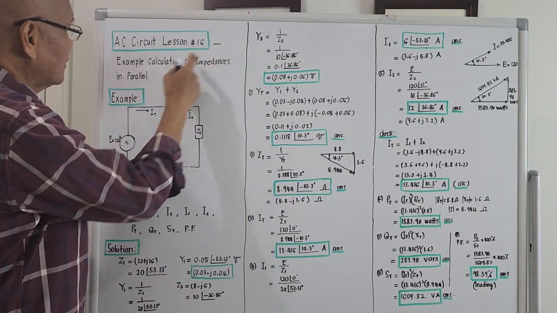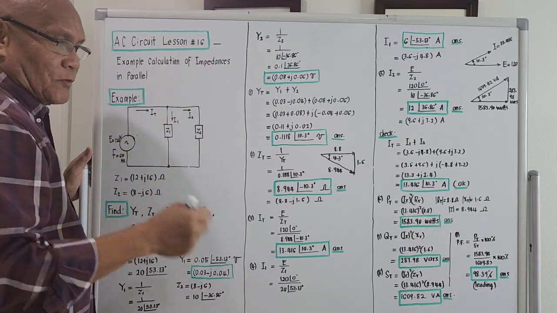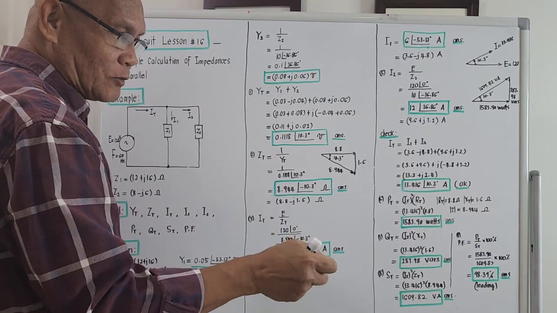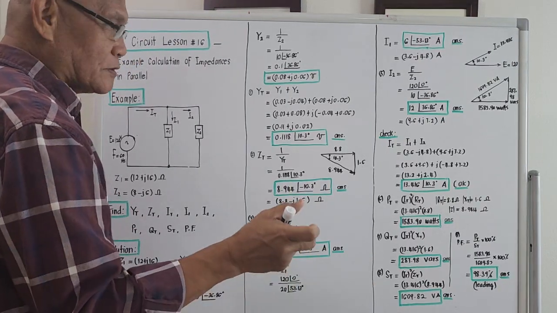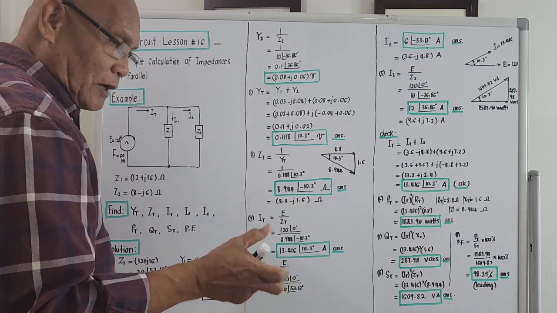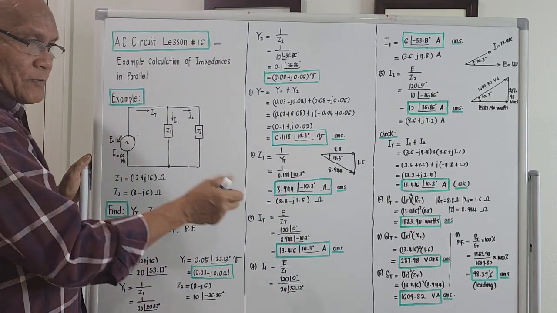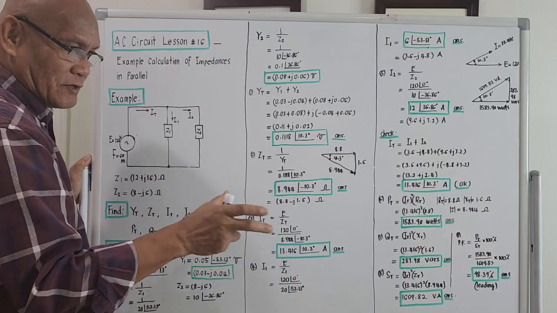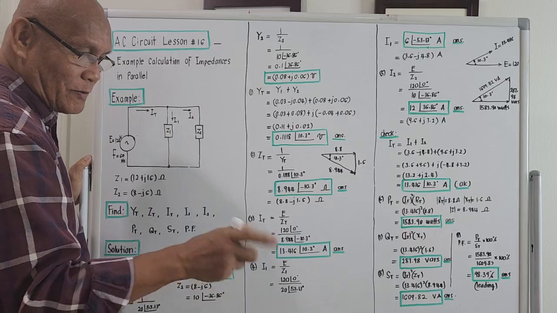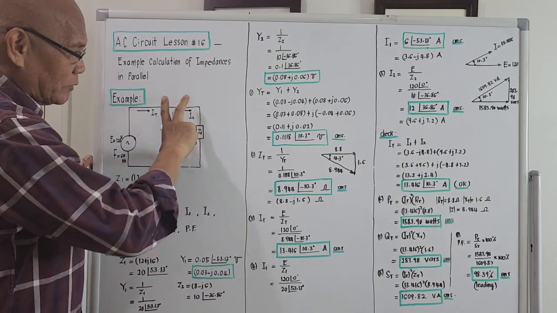Number 16: example calculation of impedances in parallel, meaning example calculations when the connection of the impedances is actually in parallel. Let's bring out an example problem so we know how to calculate under parallel impedances. We are given a parallel impedance. At least the minimum number of impedances for a parallel will be 2. So this is Z1 and Z2. They are connected in parallel.